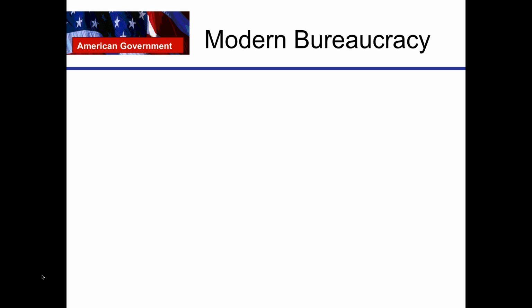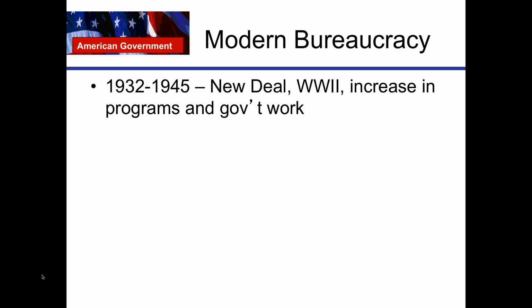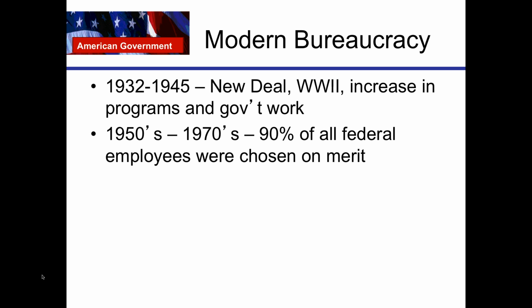Let's take a look at a modern bureaucracy. Modern bureaucracy grew quite a bit from 1932 to 1945, the New Deal and World War II, when there was an increase in government programs and government work. From the 1950s to the 1970s, you start seeing a little bit more implementation of the merit system. 90% of all federal employees are chosen on merit. Salaries are based on merit as well, in addition to how long you hold your job.